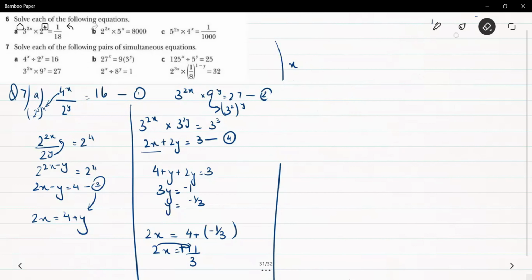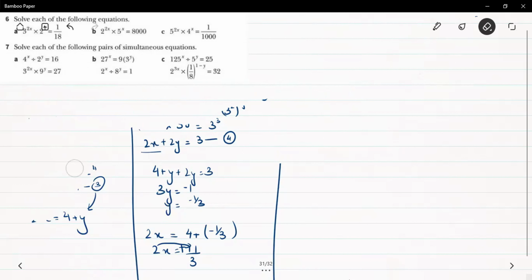Nothing really confusing, just a new concept of simultaneous equations in relation with our powers.